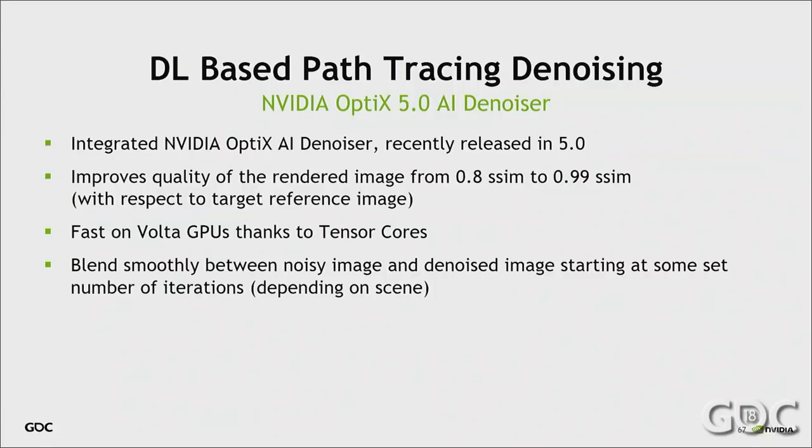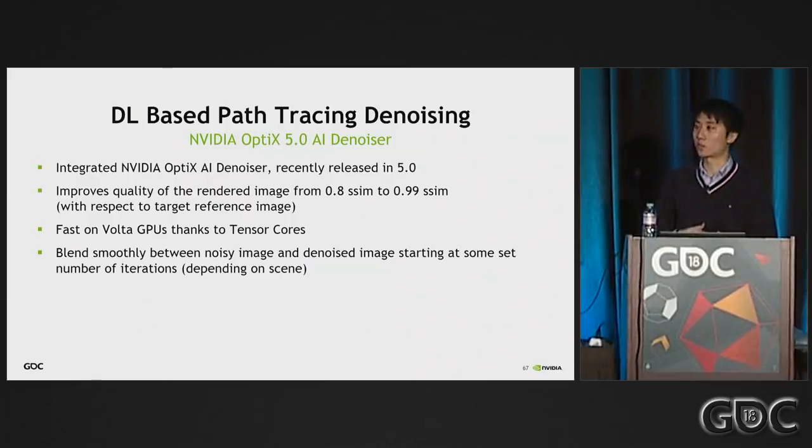And we all know that path tracing converges very slowly, and even for non-real-time uses, we still like to wait less. So that's why we also hooked up our UE4 path tracer with the deep learning-based denoiser that we're currently shipping in OptiX 5 to accelerate the convergence. The denoiser uses a deep learning neural network to process the image. And unlike our real-time ones, it takes input with more than one sample per pixel, but it can produce results that are really close to ground truth. And just to quantify a bit, it improves the image from 0.8 SSIM to 0.99 SSIM compared to the reference ground truth image.